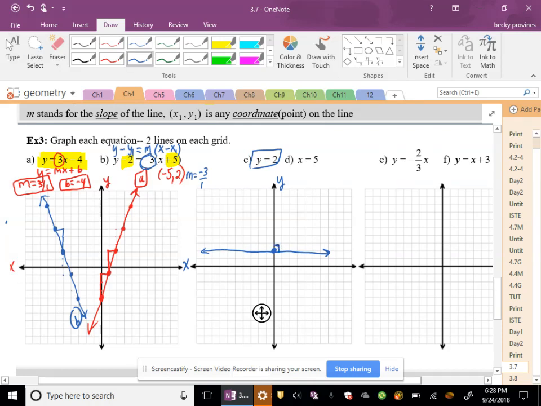Okay, do you guys see this little right angle? And that should really help you. So that's letter C. Now let's do the letter D. Go to the x-axis. Find 5. 1, 2, 3, 4, 5. You need to make a right angle with that axis. So that means it has to go up and down. So this is letter D.